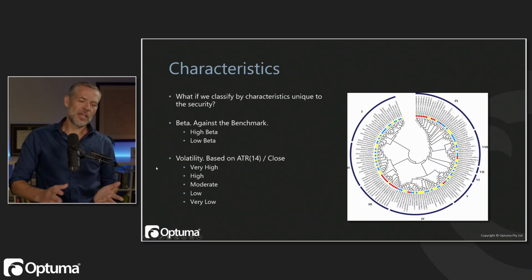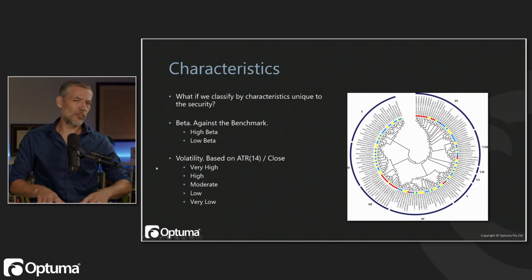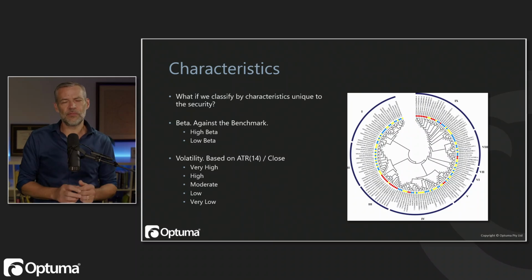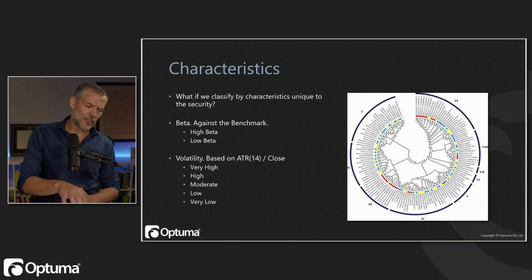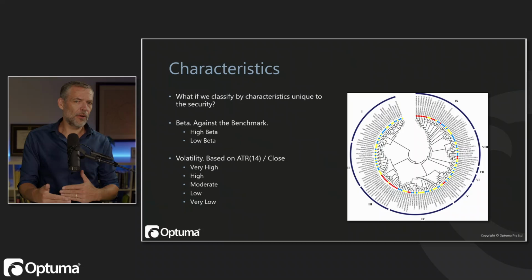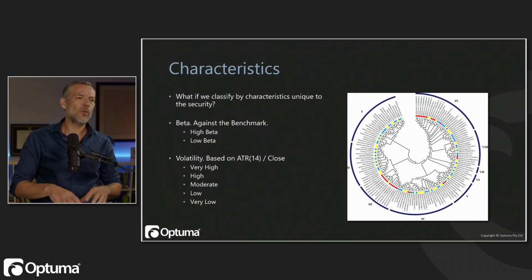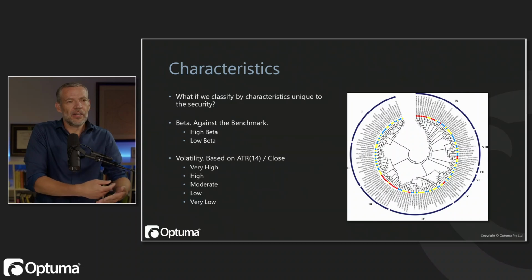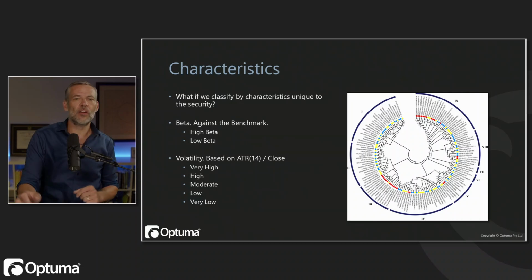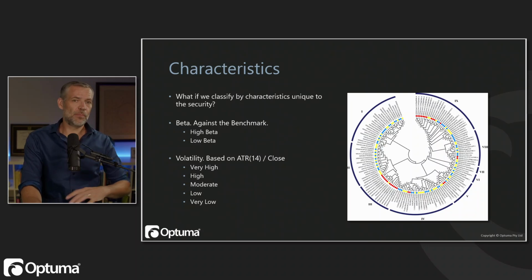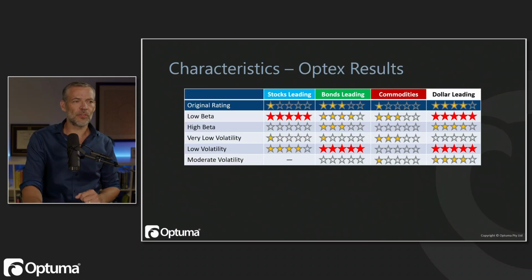Volatility, on the other hand, is just within the security itself. So we use an ATR, a standard volatility measure, but divide that by its close to get a ratio. And then what we did is we went through the Russell 2000 and said, right, let's take all these stocks and put them into 5 bins and work out the thresholds of what would constitute a very high volatility stock versus a very low volatility stock, and put that into those 5 groups.